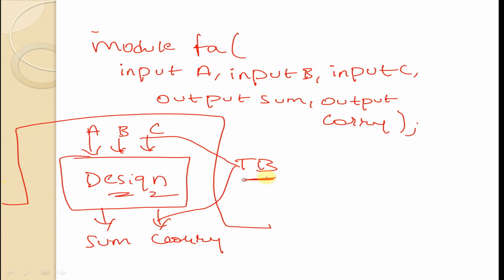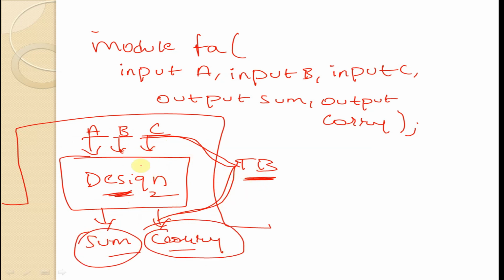The TB, here we will design such that our TB will generate stimulus, that is, it will generate inputs A, B and C, and the design will take these inputs and produce sum and carry. This sum and carry will be given back to our TB, and we will verify whether the sum and carry are correct according to the inputs given or not. So like this, with the help of the ports, the design is communicating with the external environment.